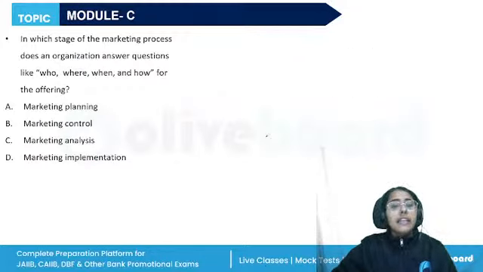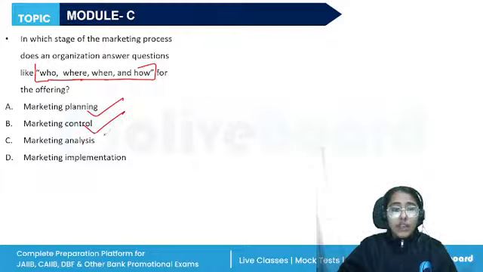Next, in which stage of the marketing process does an organization answer questions like who, where, when, and how for the offering? In the marketing process, there are certain stages, and each of the stage give us a different information or approach. Which of the stage answers questions who should prepare the product, where it should be launched, when and how? So is it the marketing planning stage, marketing control, marketing analysis, or marketing implementation?